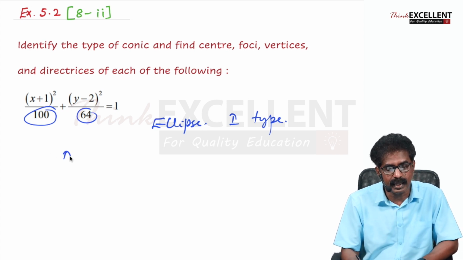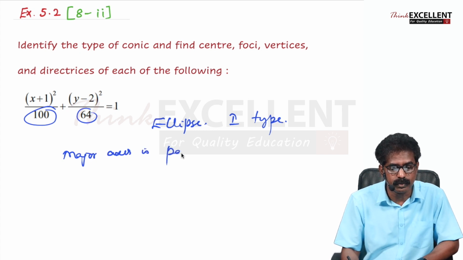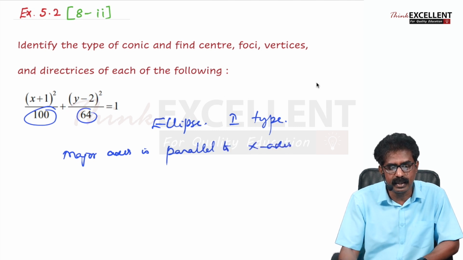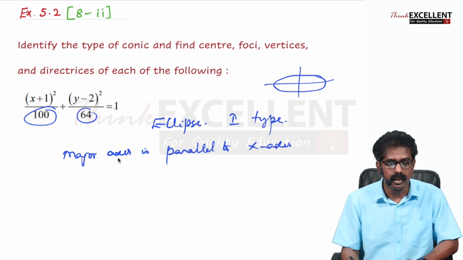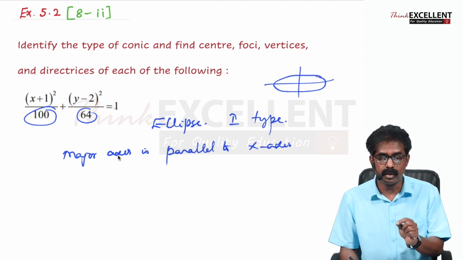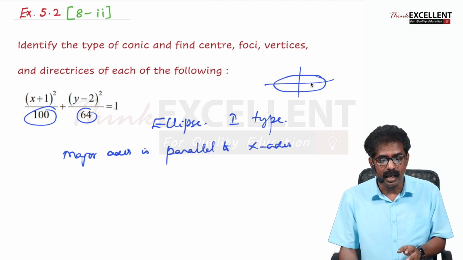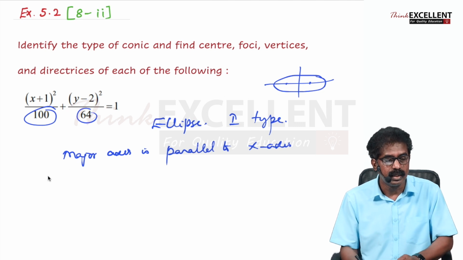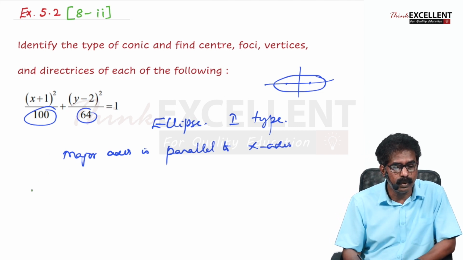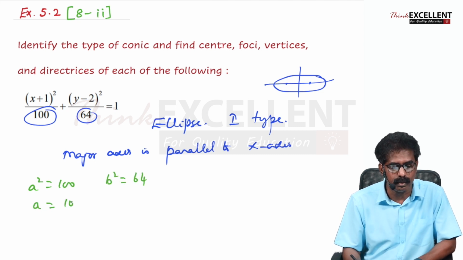So you can say major axis is parallel to x-axis. So this is the first type. You can draw a rough diagram. So you know the formula. Okay, center (0, 0), but here it is (h, k). And focus, vertex, everything lies on x-axis. So you choose the formula in such a way. So what is a square here? 100 and b square is 64. So you know a value 10, b value 8.